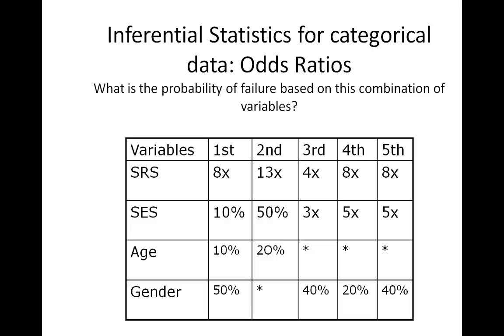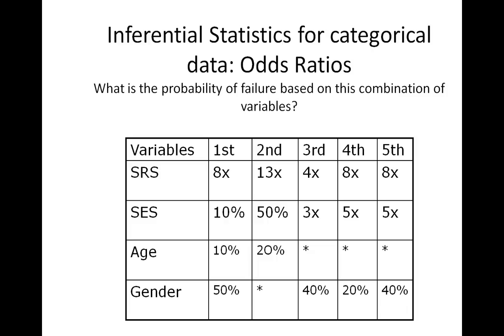Notice that age made hardly any difference in the failure rate at any grade level, none at all at 3rd to 5th, and only 10 to 20% more in 1st or 2nd. Gender, likewise, was not an effective predictor of failure at any grade levels. But now, let's go back up to socioeconomic status.